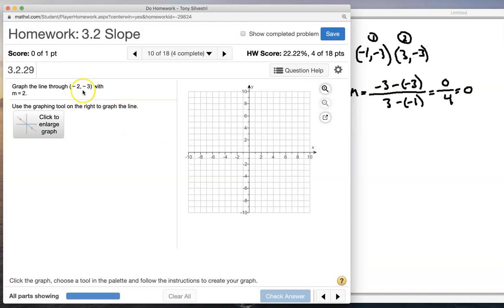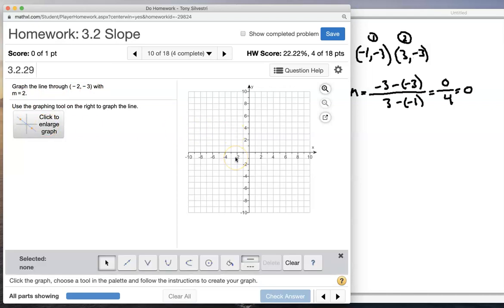Now this is probably not the hardest problem. Yeah, I guess it's the hardest problem in this homework, problem number 10. And it really makes you understand what slope means. So they didn't give you 2 points. What they gave you was 1 point and the slope. Well, here's how you graph that.